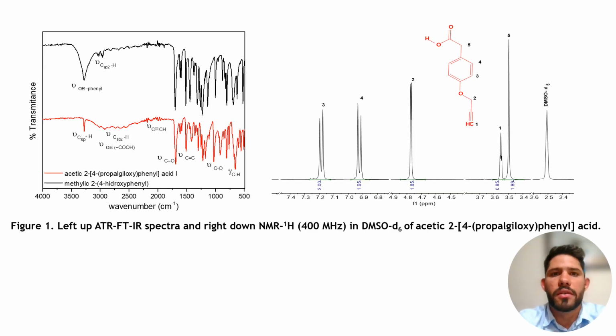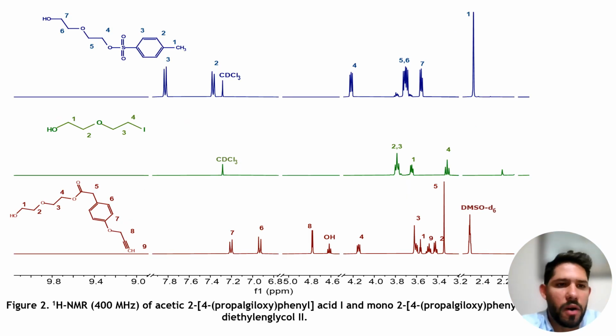The previous results are shown in the following slide. IR and NMR spectra prove that we have successfully synthesized compound number 1, and the following spectra are for the synthesis path of compound 2, where we can see every proton signal. The last spectra show how we can obtain compound number 2, starting from modifying the ethylene glycol, and then in the red line the desired compound number 2.